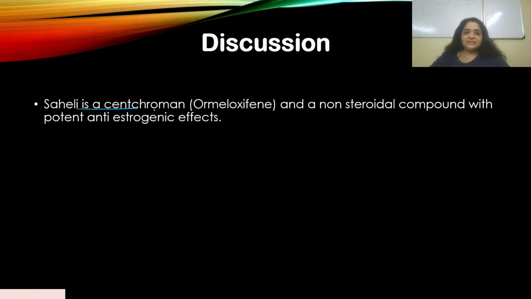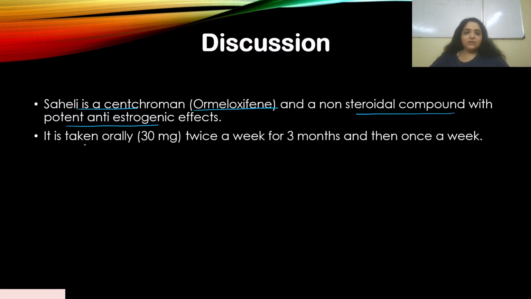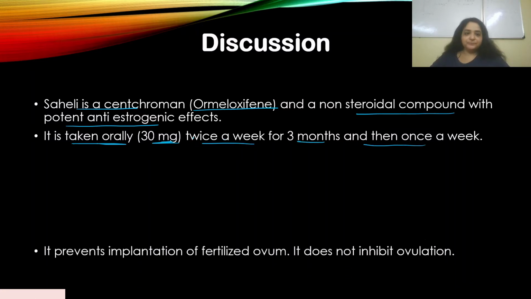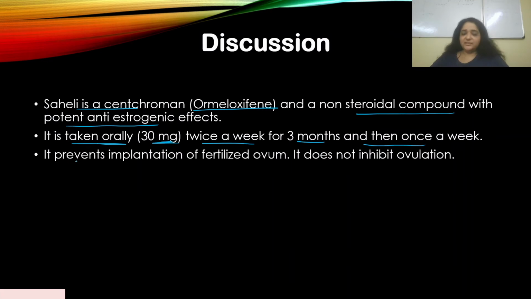So Saheli is a centchroman, also known as ormeloxifene. You can note this down. It's a non-steroidal compound with potent anti-estrogenic effects. It is taken orally, 30 milligrams twice a week for 3 months, and after that once a week. Now what it does is it prevents implantation of fertilized ovum.